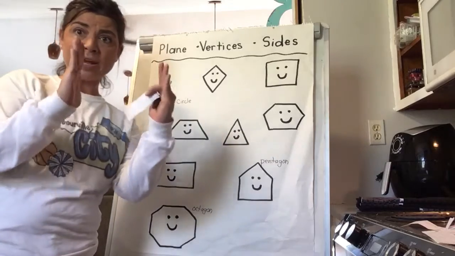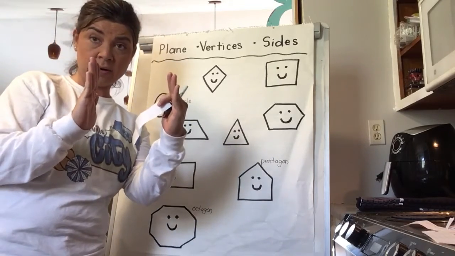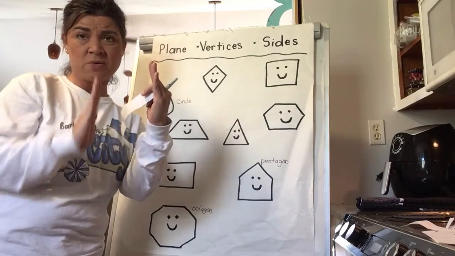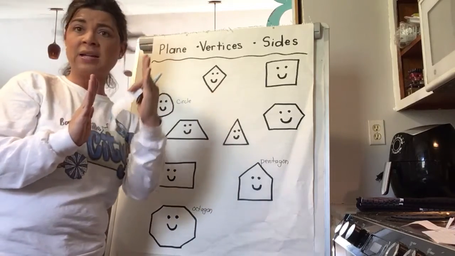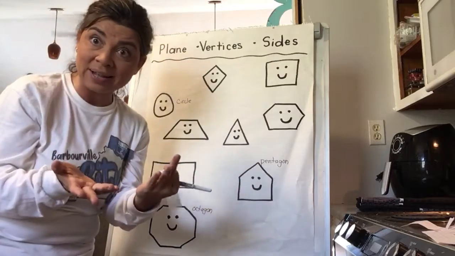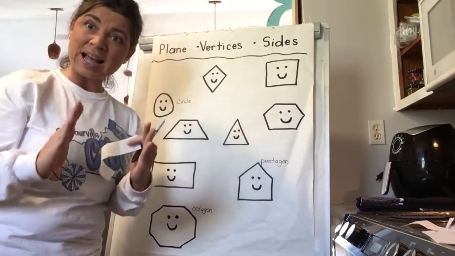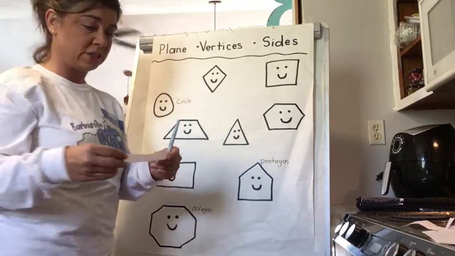Parallel means they're straight, side by side, like next to each other, but they don't cross each other. So it's kind of like when you're driving down the road and this car's going this way and this car's going this way. And so you guys don't cross each other or we'll have an accident, right? So parallel lines means lines that run side by side, but they do not cross each other.